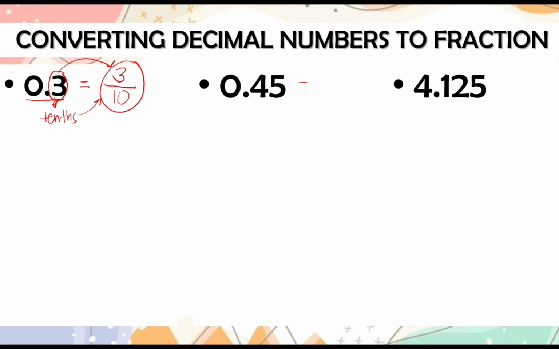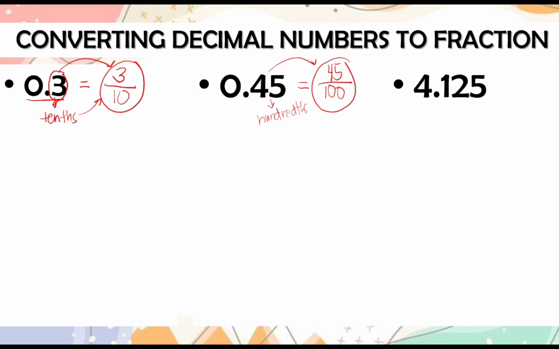Next example, we have 0 and 45 hundredths. So, ano ang ilalagay natin sa numerator? Yung 45. Our denominator is the place value of our decimal number. So, the place value of this one is hundredths. So, ano ang ating denominator? So, our denominator is 100. So, our answer is 45 over 100.